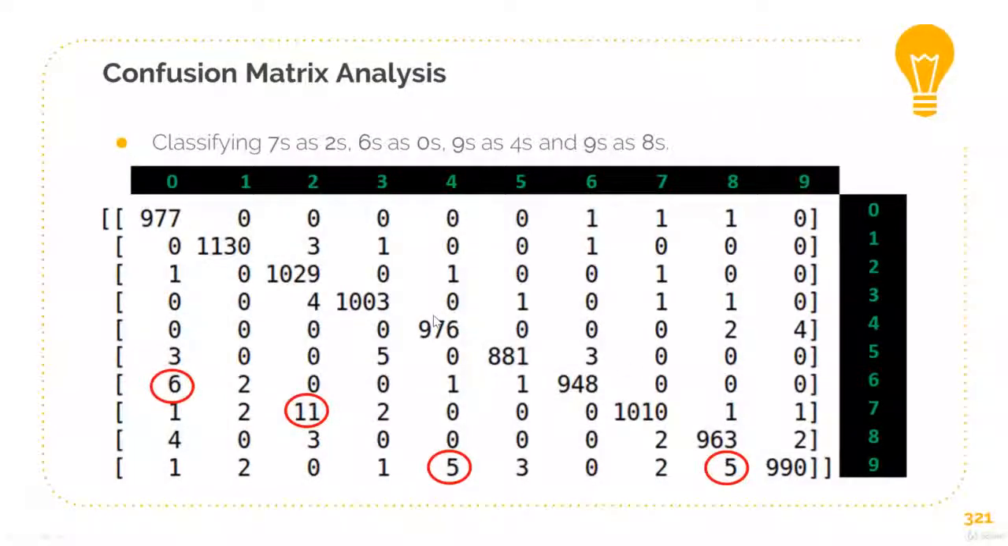So now let's take a look at these numbers. I've highlighted them here. So what do they actually mean? It means that our classifier predicted a 2 when it was actually a 7. So our classifier is confusing 7s with 2s. It's seeing a 7, but it's classifying it as a 2, which is wrong. And likewise for 6s and 0s here, 9s and 4s here, and 9s and 8s as well. So let's look at 9s and 4s. Our classifier predicted a 4, but 5 times it was actually a 9.